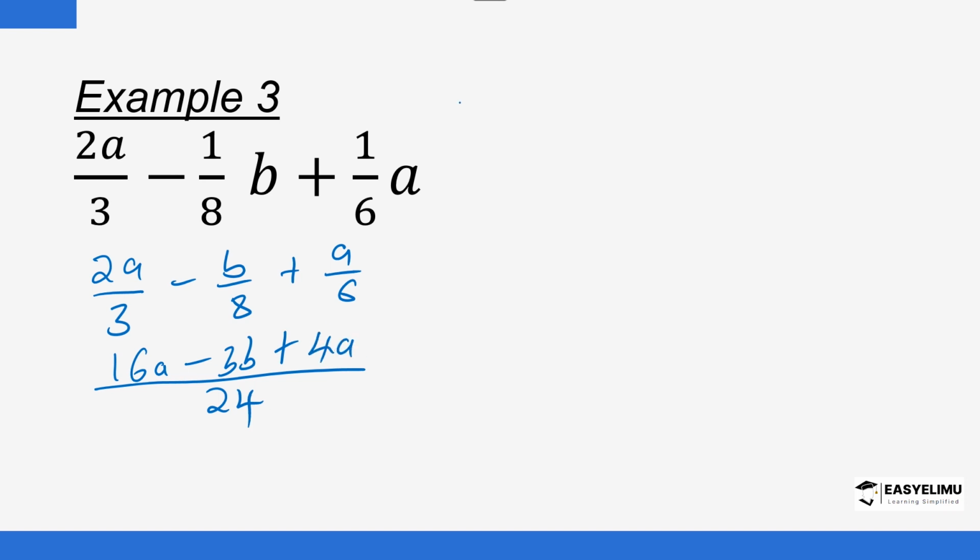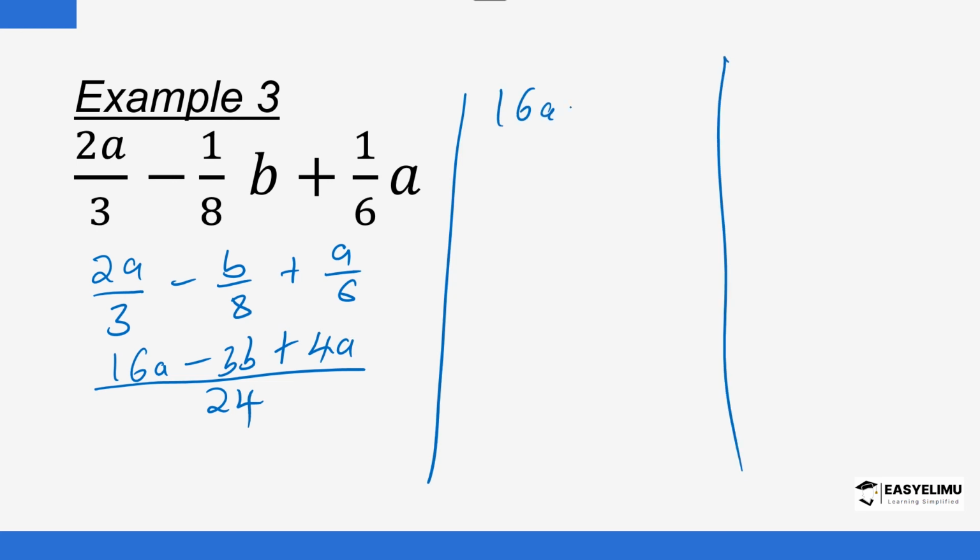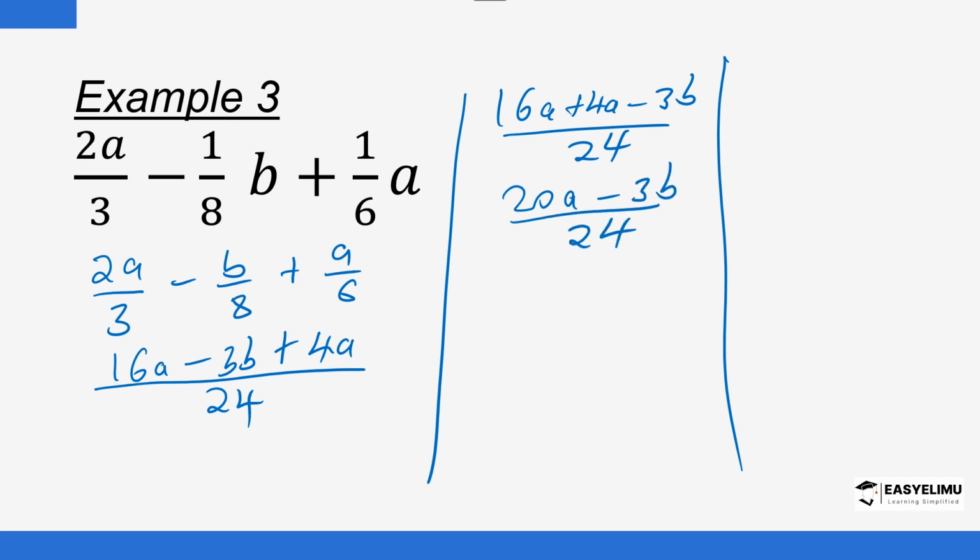Again, you collect the like terms together. So I have 16a plus 4a minus 3b, everything divided by 24. 16 plus 4 is 20, so we have 20a minus 3b over 24. And that becomes the final answer. Again, it's better you express the algebraic fractions as a single fraction with a numerator part and a denominator part.